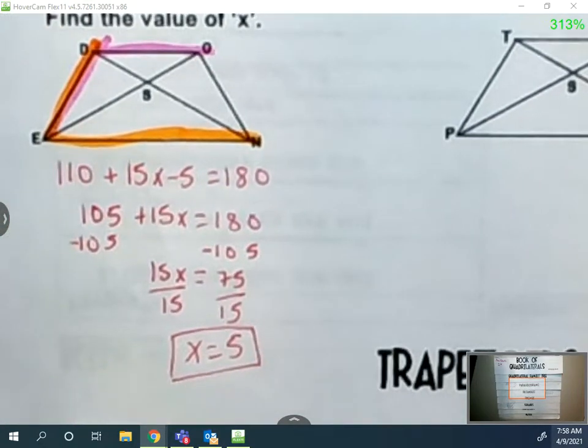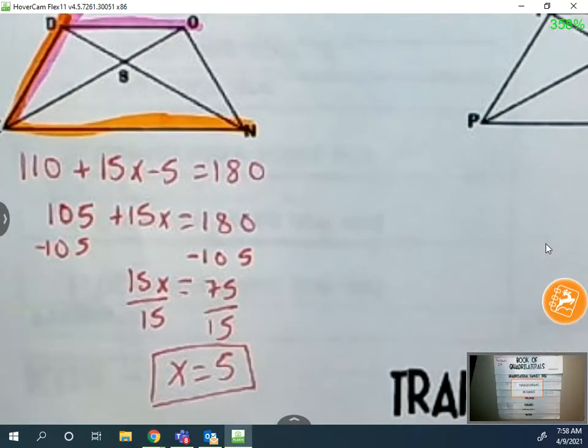Example 4. Did y'all get example 3? I'm writing it down.